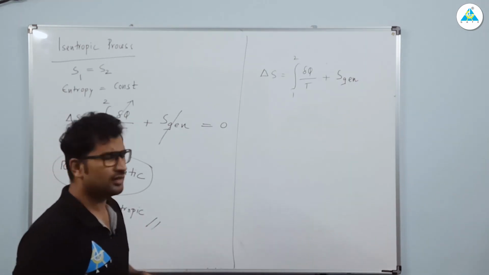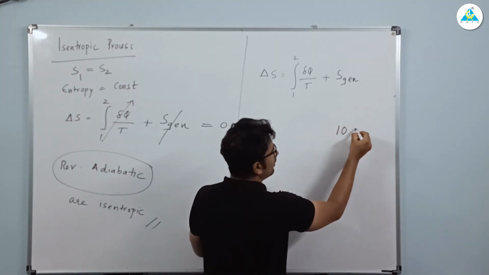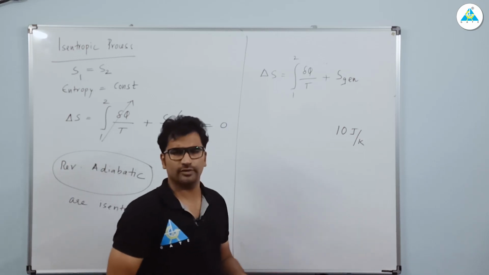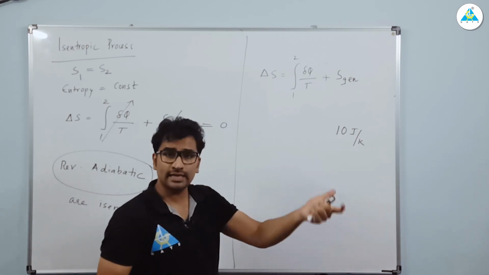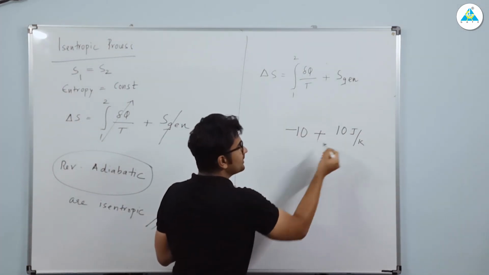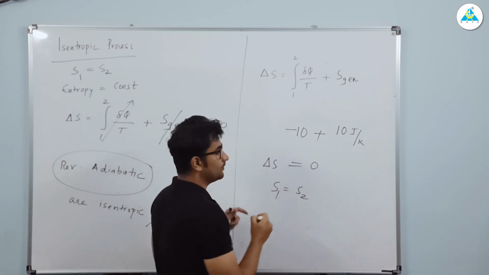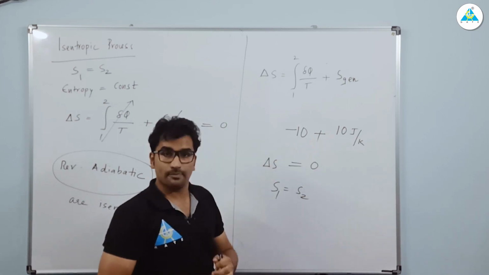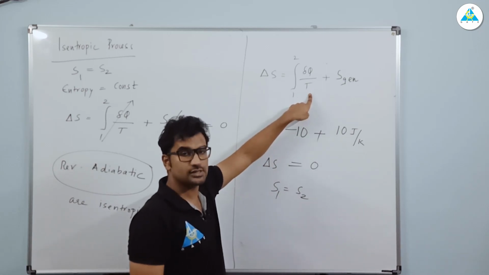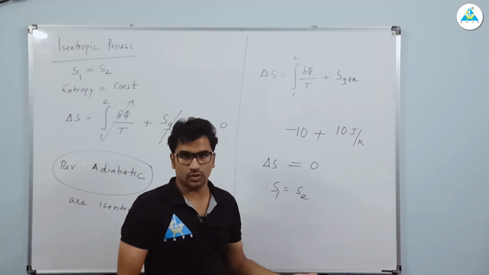For a simple example, you have an entropy generation of some 10 joule per Kelvin, and due to a heat loss, the heat transfer term can be minus 10. So minus 10 plus 10, delta S is equal to 0, S1 is equal to S2. This is also a possibility, no? If there is a heat loss during an irreversible process, this also can happen.